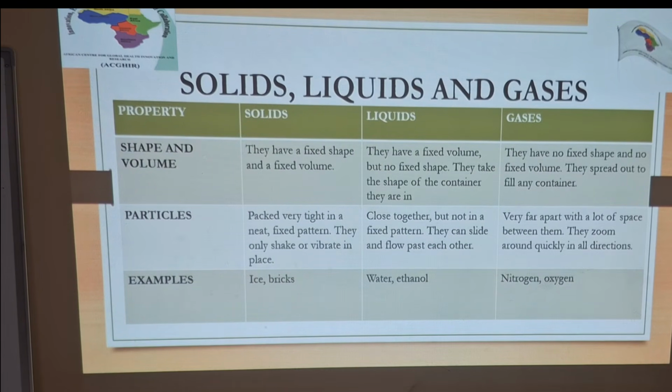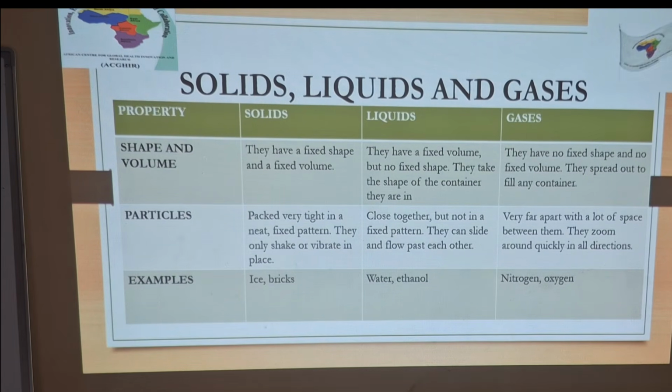We also look at solids, liquids, and gases in terms of shape and volume, the particles, and the examples. For solids, they have a fixed shape and a fixed volume. They are packed very tightly in a neat fixed pattern, and they only shake or vibrate in place. Examples of solids include ice and bricks.